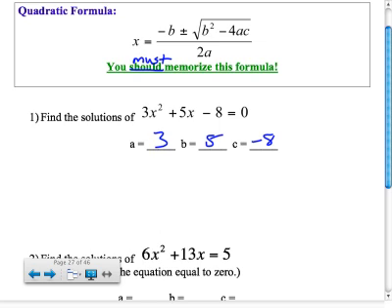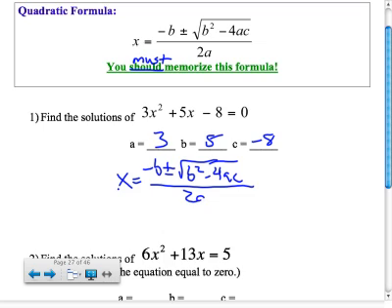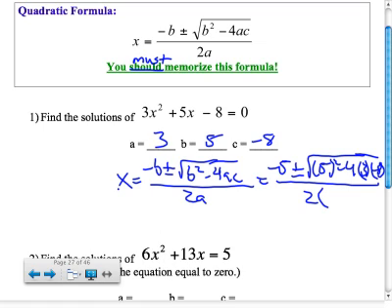Okay, and so now all you do is you have your formula x equals the opposite of b plus or minus the square root of b squared minus 4ac all divided by 2a. And then you just plug in your variables. The opposite of b, the opposite of 5 is negative 5, plus or minus the square root of 5 squared minus 4 times a, which is 3. I'm running out of room here, I apologize. And c is negative 8. All of that divided by 2 times 3.